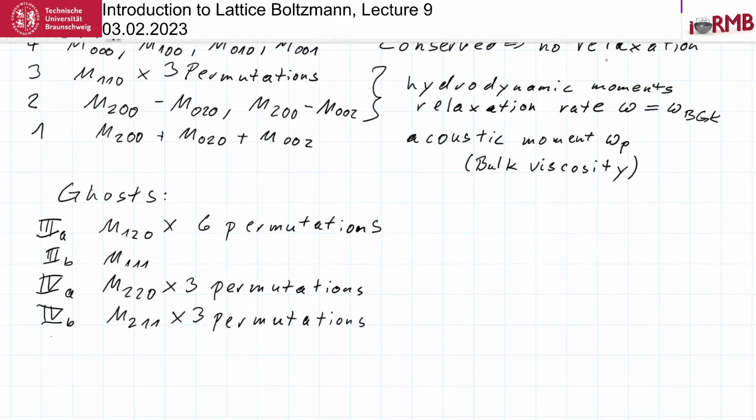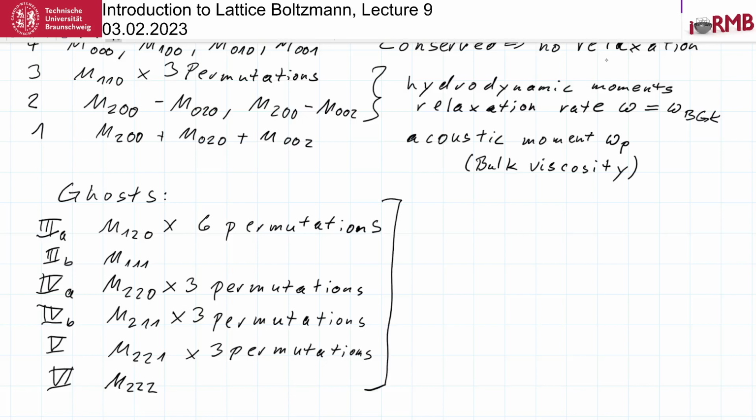Then we have fifth order guys. These are M221, also 3 permutations. And then we have sixth order. This is M222, and this is supposed to be 17 of them, if we sum them up, which I'm not going to do.